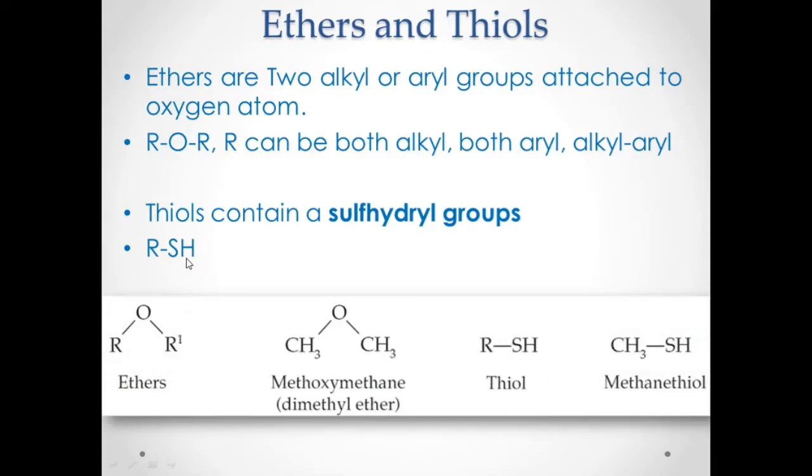Okay, so an example of an ether is methoxymethane, or dimethyl ether. The IUPAC name for this is methoxymethane, while the common name is dimethyl ether because there are 2 methyl groups attached to the oxygen. So this is the general formula for ethers. Then you have the general formula for thiol, and the IUPAC name, for example, for a 1 carbon thiol is methanethiol.